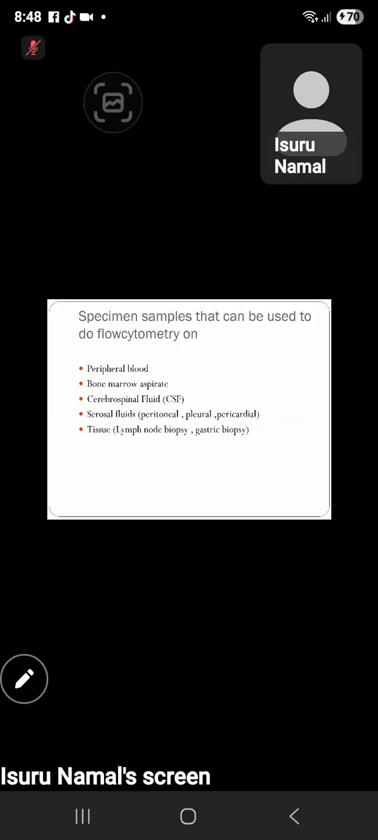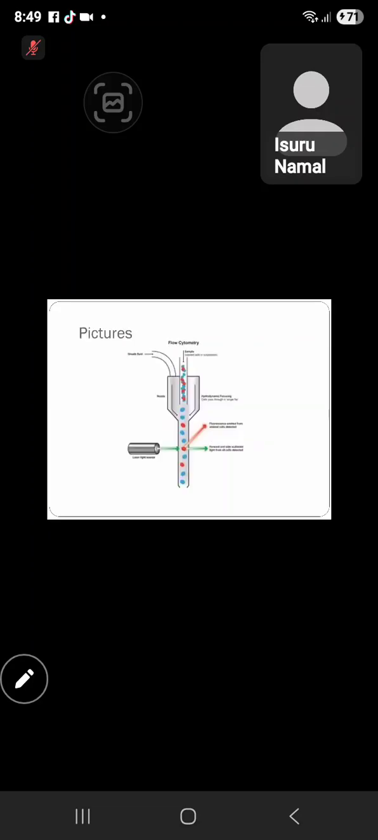Right. Then specimen samples that can be used to do flow cytometry. This may be important for answering a question. Other specimens that can be used to do flow cytometry: peripheral blood, bone marrow aspirate, then CSF, cerebrospinal fluid, and some peritoneal fluid, pleural fluid, and tissues. Actually, when you consider tissues, you should have an extract of the tissue to do this flow cytometry. Those are some specimens used in flow cytometry.